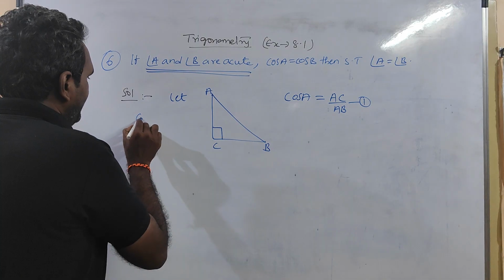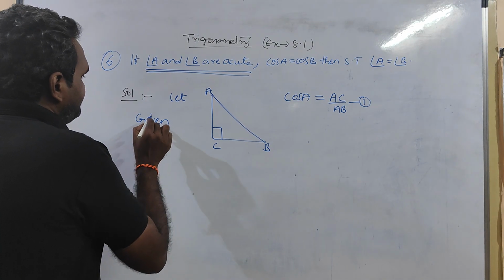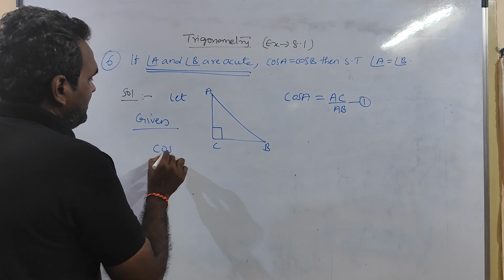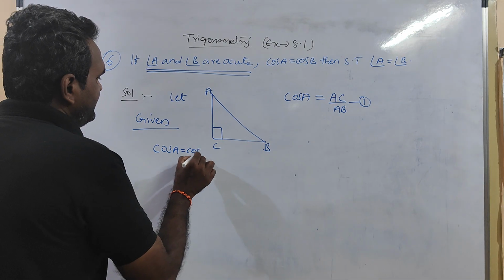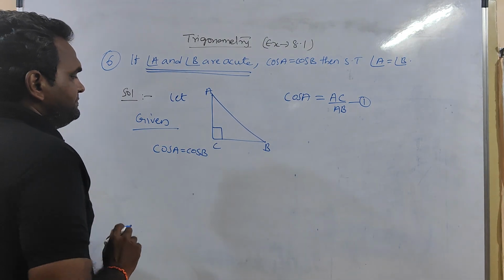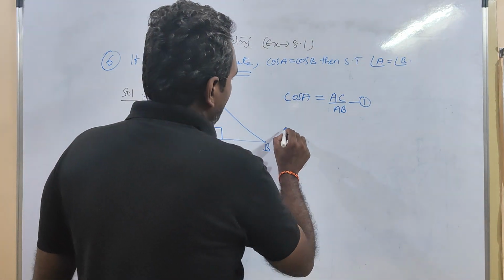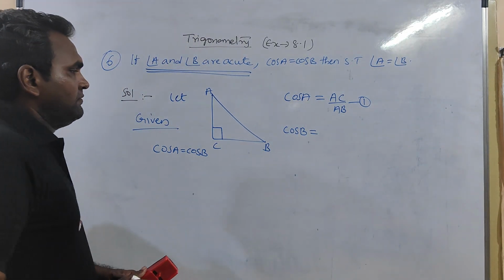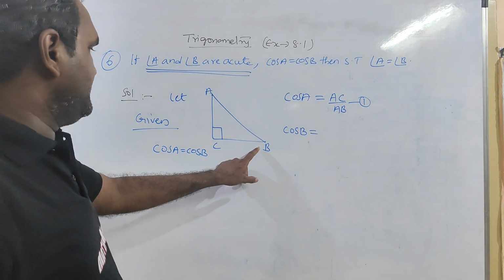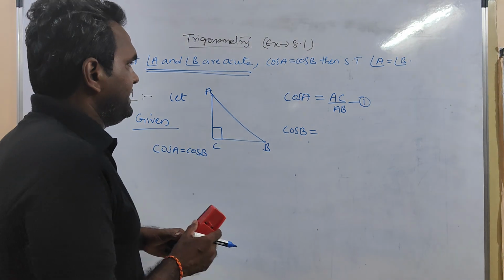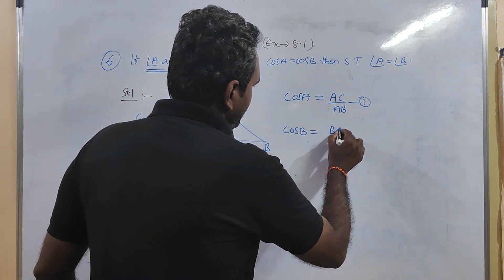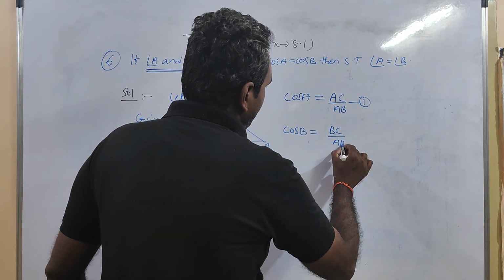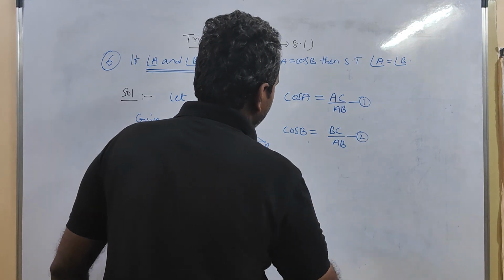And here also you write, given cos A is equal to cos B. Okay. This is my cos A. And what about my cos B? Cos B is equal to, what is my B angle? B angle is here. So BC by AB. This is my equation 2.